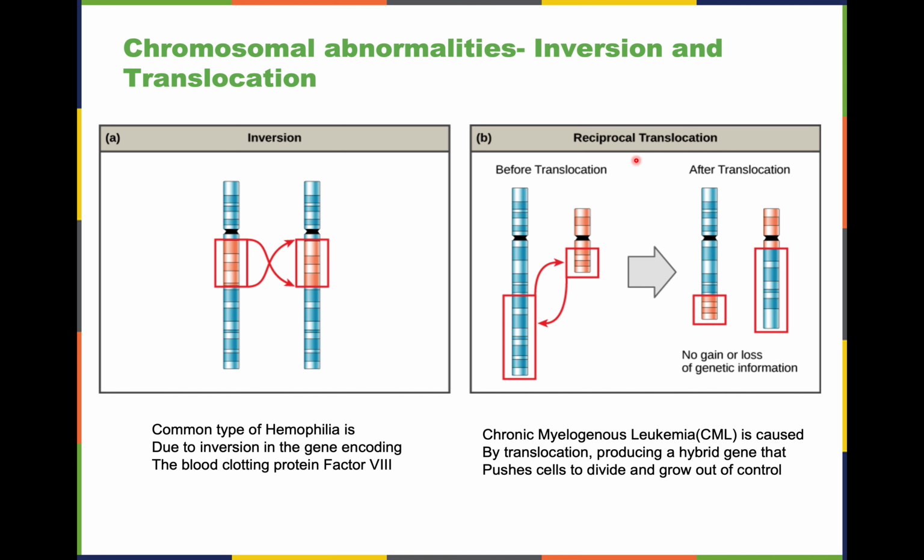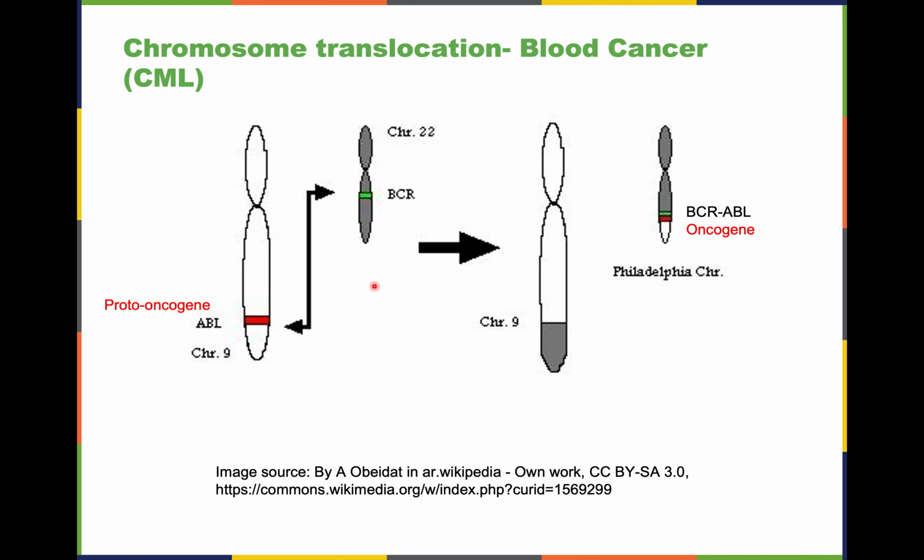Another example is reciprocal translocation. This is when non-homologous chromosomes exchange parts. If you remember, during prophase 1 of meiosis, we said homologous chromosomes exchange parts, and that's a normal occurrence, and it's a good thing. With reciprocal translocation, it's non-homologous chromosomes that are exchanging parts, and this is not normal. A blood cancer called chronic myelogenous leukemia is caused by two chromosomes exchanging parts with one another. These two chromosomes are chromosome 22 and 9.